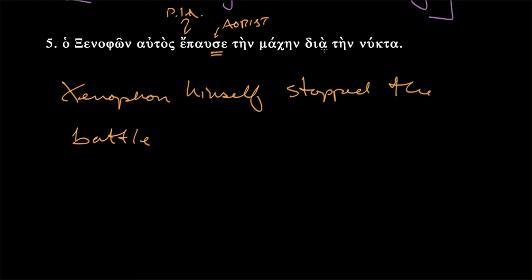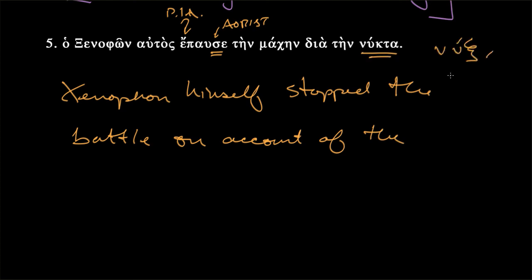Dia tein nukta. Well, what does dia mean? It can mean a few things, but with the accusative, it can mean on account of, considering. Tein nukta. What form is this? Well, this is one of our examples from the week. Nux, and then nuktos, he nux, the night, and then our stem is nukt. Adding this short alpha, that's what we have for the accusative feminine singular, on account of the night. Y'all were probably 5 steps ahead of me there. Xenophon himself stopped the battle on account of the night.